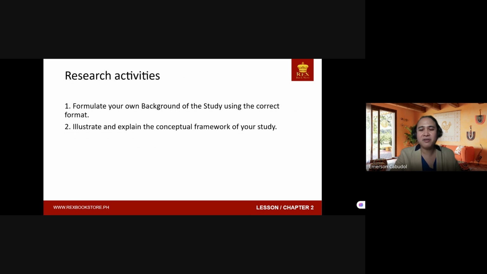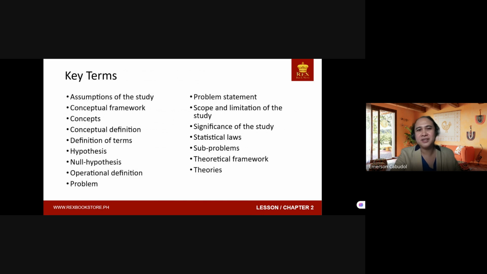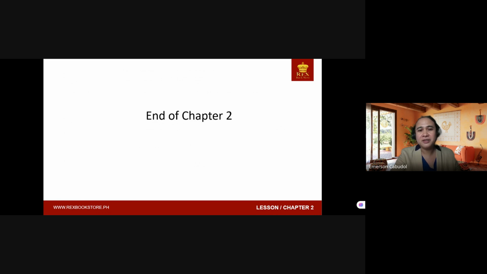The book also provides research activities, formulating your own background of the study using the correct format, and illustrating and explaining the conceptual framework of your study. The key terms that we used for this chapter are the following, and this is the end of chapter 2.